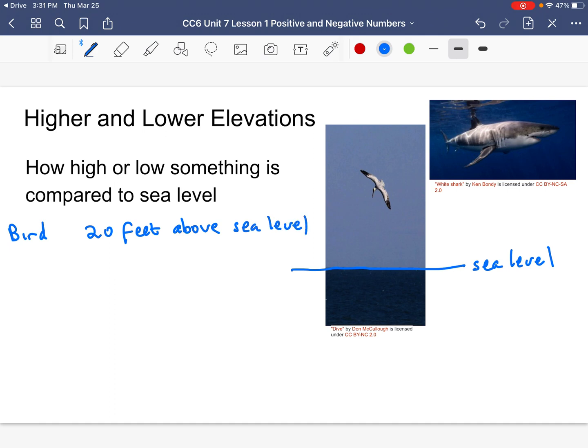And then there's a shark in the other picture, and it looks like its fin is breaking the surface of the water, so it looks like it's barely below sea level. So I'm going to say, again, an estimate, the shark is 3 feet below sea level.